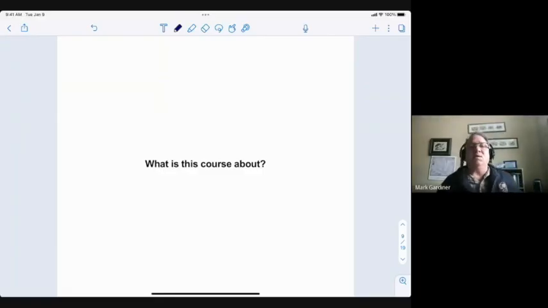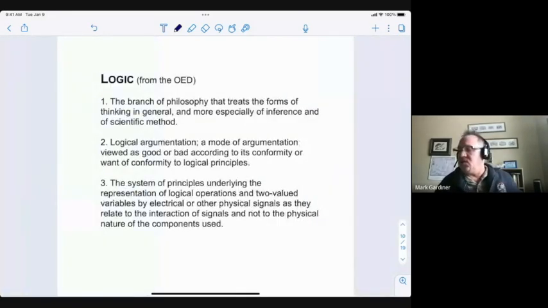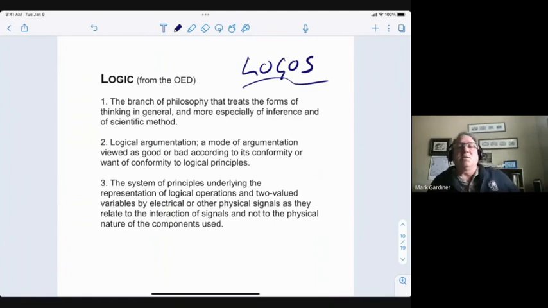So, what exactly is this course about? Well, the title is Introduction to Symbolic Logic, and that's what it is. But what exactly is logic? You probably know that it comes from the Greek word logos, which usually just translates as word or sometimes thought, principle.